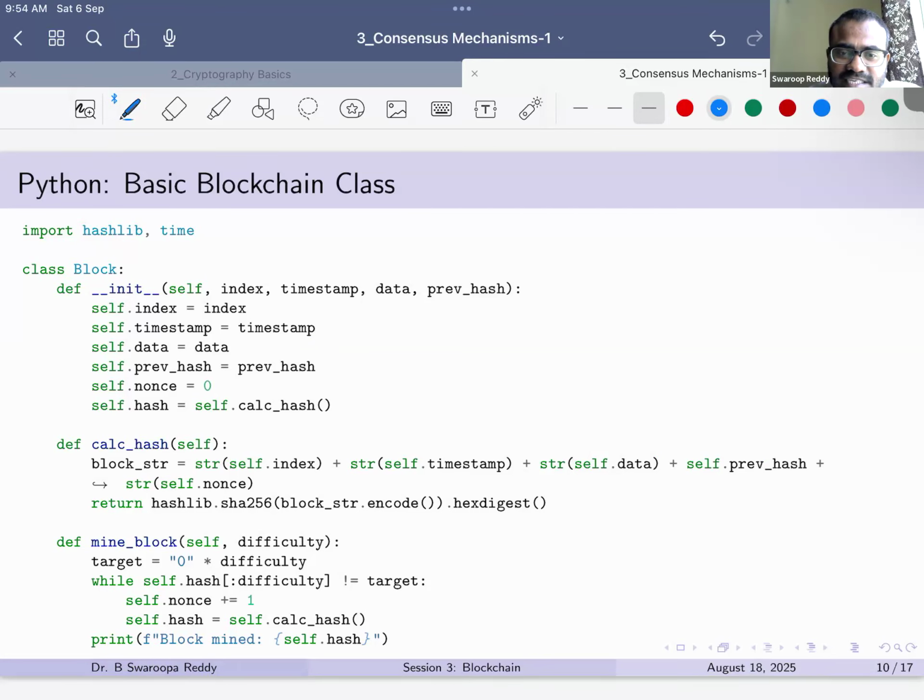So this is just how to implement the blockchain in Python. You can try this in code. I will share this document with you after this class. So you can try how to create it. You already have Python coding experience, right?